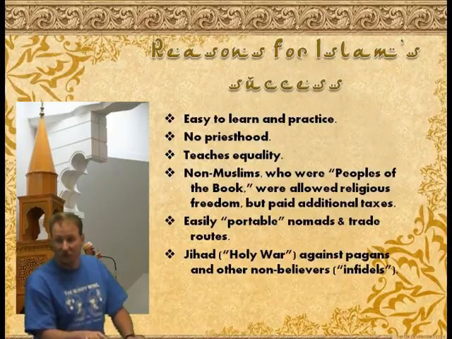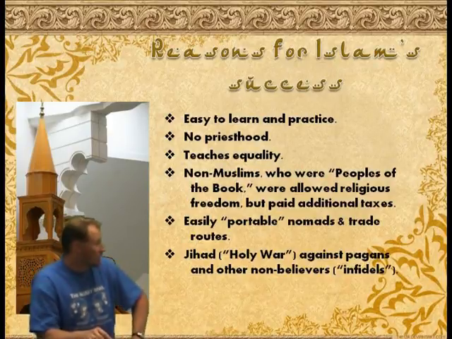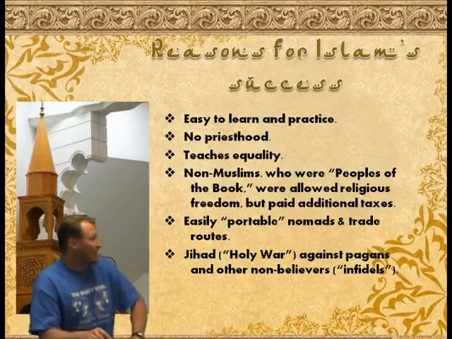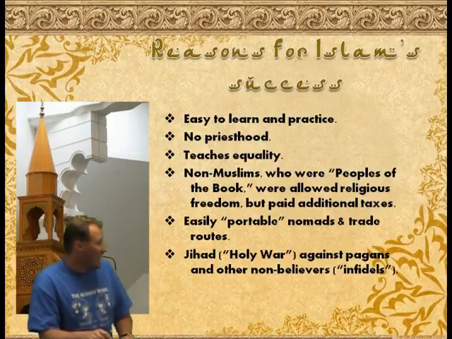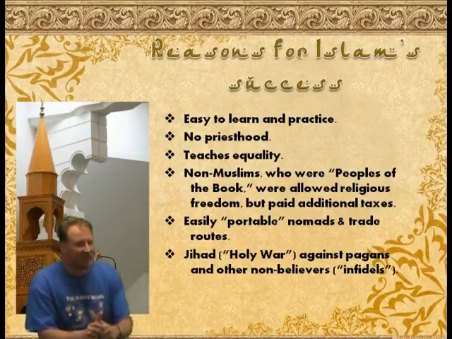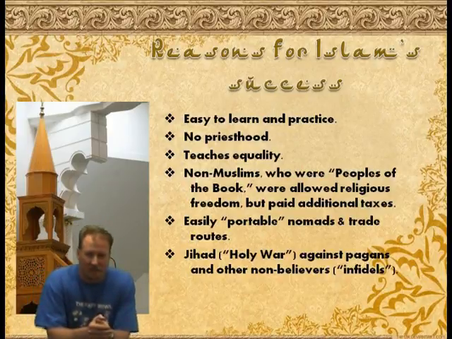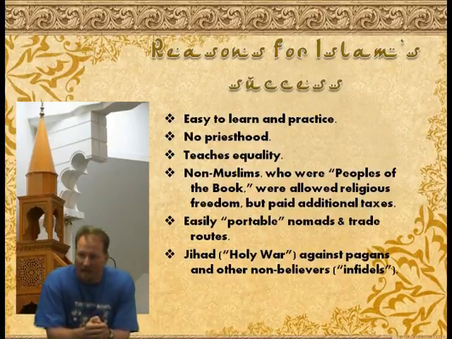Muslims were, and others that also follow the book, the Old Testament, Jews and Christians. So they're somewhat inclusive to those who came before them. Of all of these that you can see there, what do you think? Could you guess? What would you highlight as being probably the number one reason that allocated the spread of Islam?